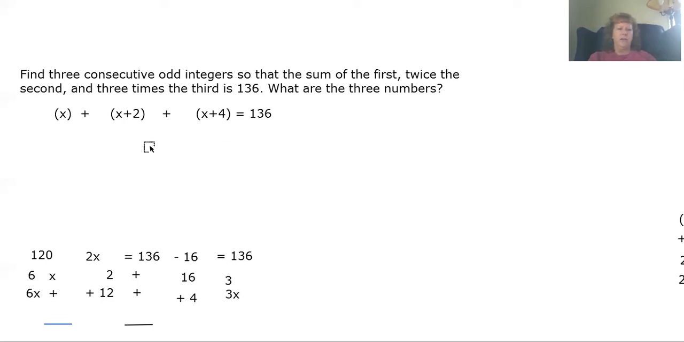So if I start out here and then say 3 consecutive odd integers so that the sum of the first, so that's my x, twice the second, so this one I need to do by twice, and I'm just using the number 2 here because I'm actually writing it straight into the equation, and 3 times the third, so 3 times this third one is equal to 136.